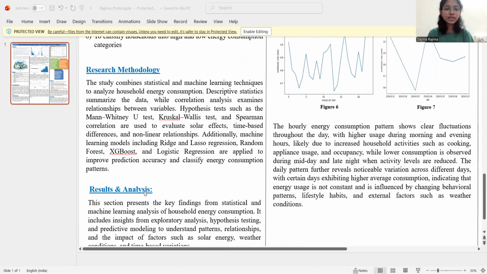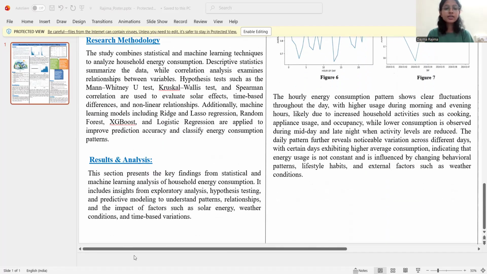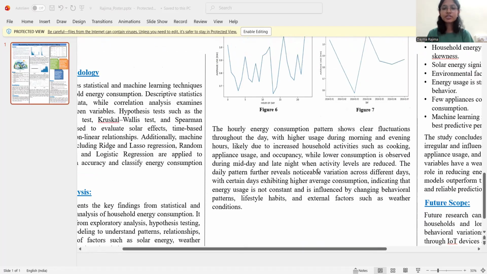Now, results and analysis. This section presents the key findings from statistical and machine learning analysis of household energy consumption. It includes insight from exploratory data analysis, hypothesis testing, and predictive modeling to understand patterns, relationships, and the impact of factors such as solar energy, weather condition, and time-based variations.